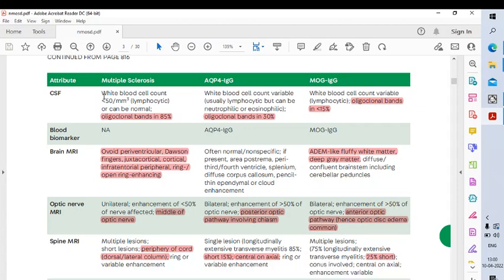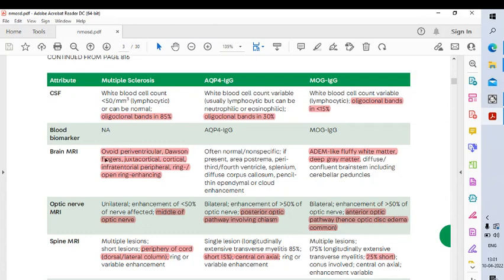Now, CSF. If we want to see CSF, it is inflammatory in all. OCBs are seen in 85% of cases in MS, whereas in aquaporin 4 they are seen in 30% of cases, and in MOG in less than 15% of cases. So OCBs can be present in MOG and NMO also. And we have blood biomarkers like aquaporin 4 IgG for aquaporin 4 and MOG IgG for MOGAD.